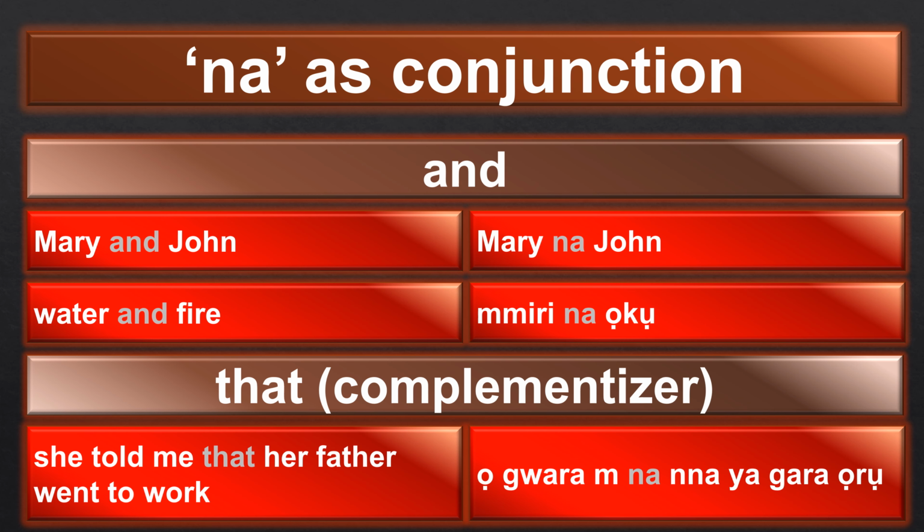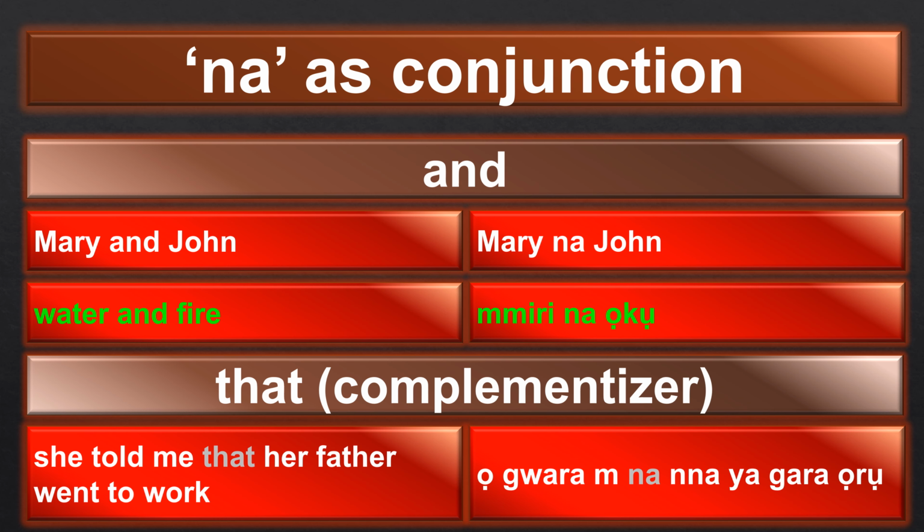Na as conjunction. When used as conjunction, na means and. For example, Mary and John. Mary na John. Water and fire. Mmiri na ọkụ.